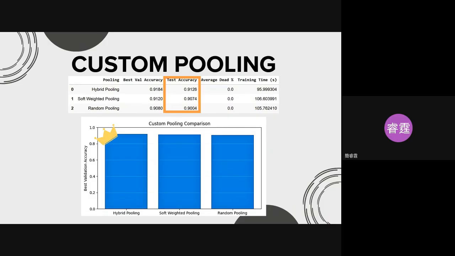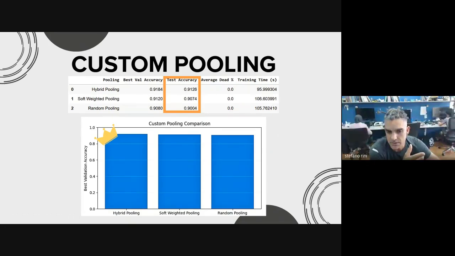Next, we compared 3 custom pooling methods, which are hybrid pooling, soft-weighted pooling, and random pooling. From the table, hybrid pooling achieved the best results.